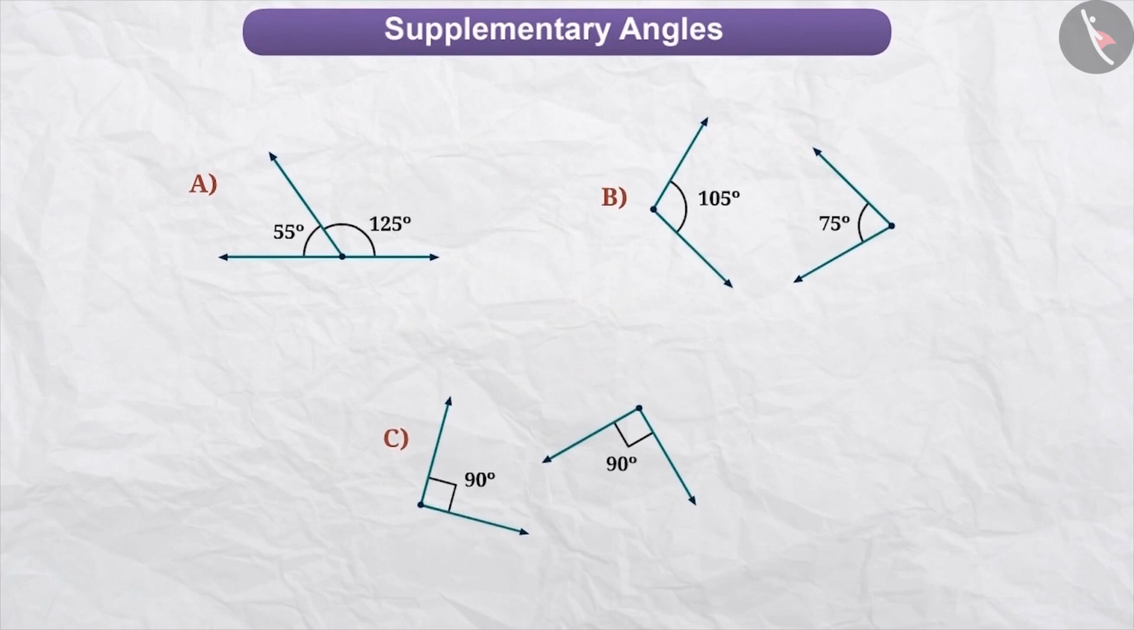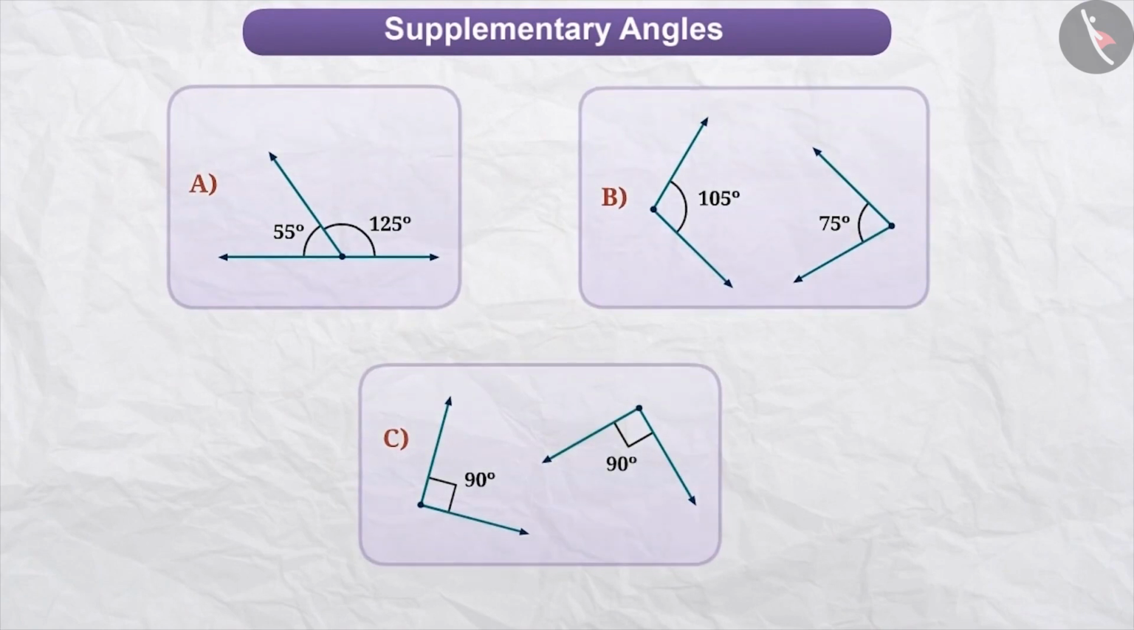When two angles are complementary angles, then each angle is called a complement of the other. Here, some figures are provided. Here also, there is a special relation between these three figures. Can you tell what that relation is? Pause the video and try.